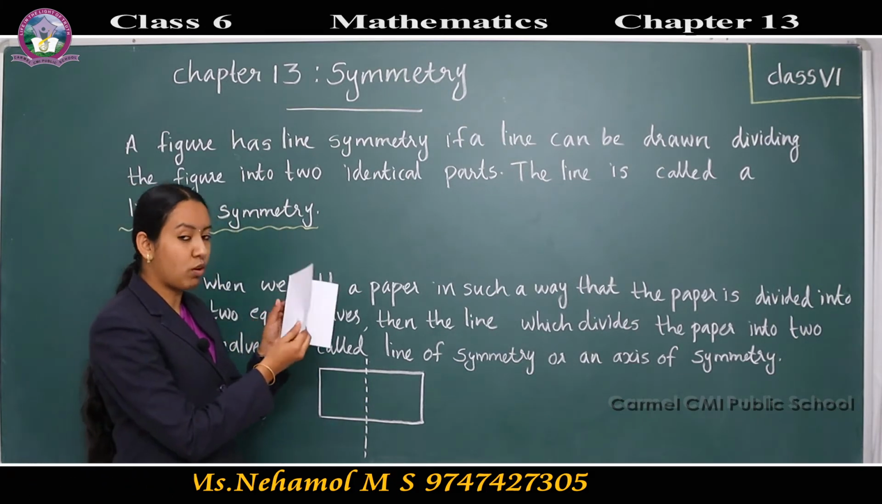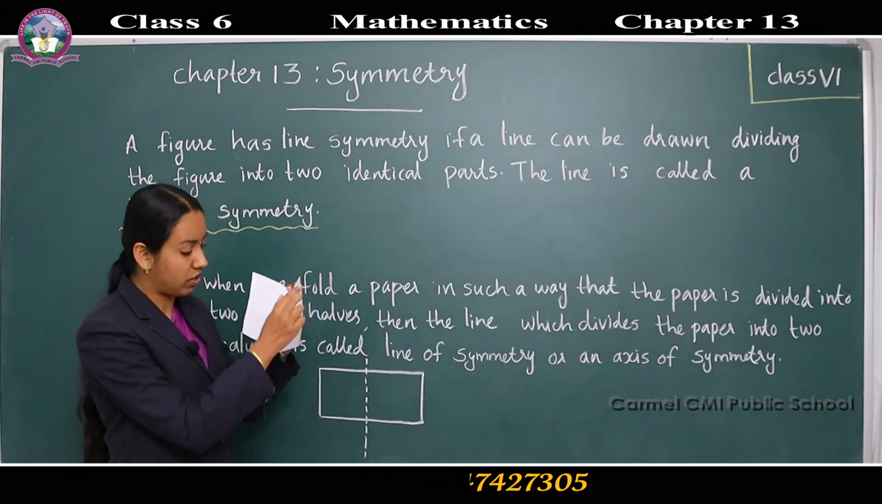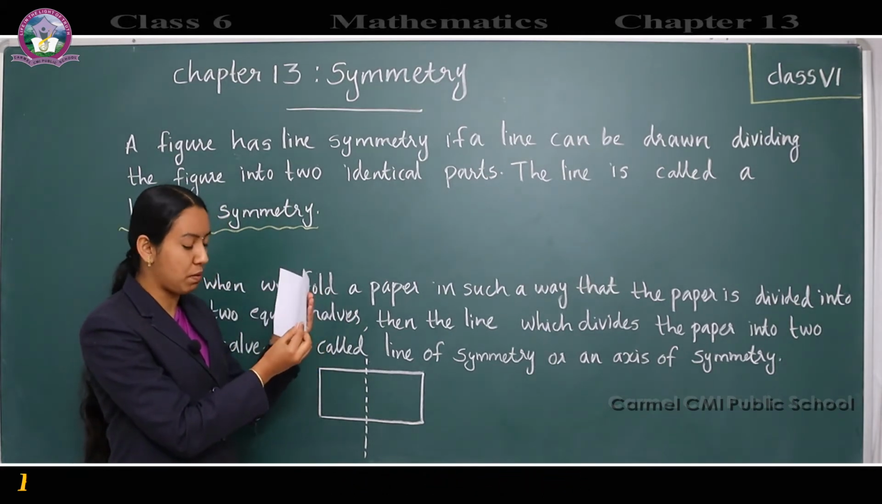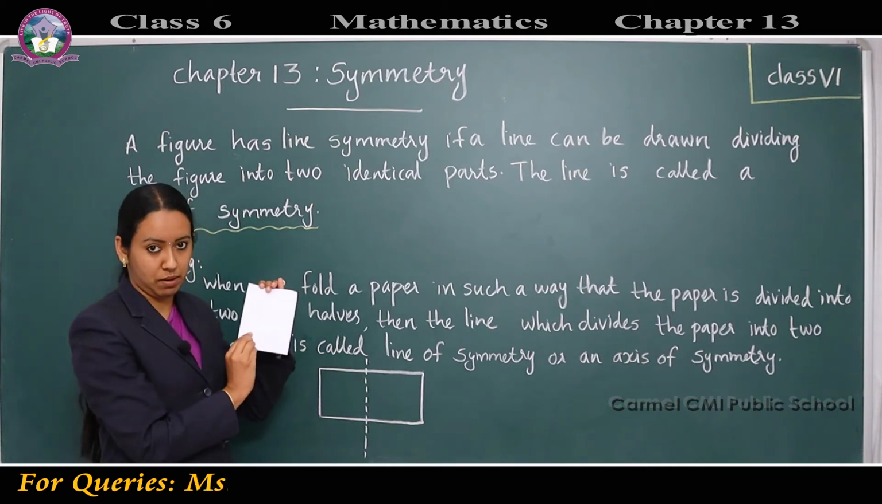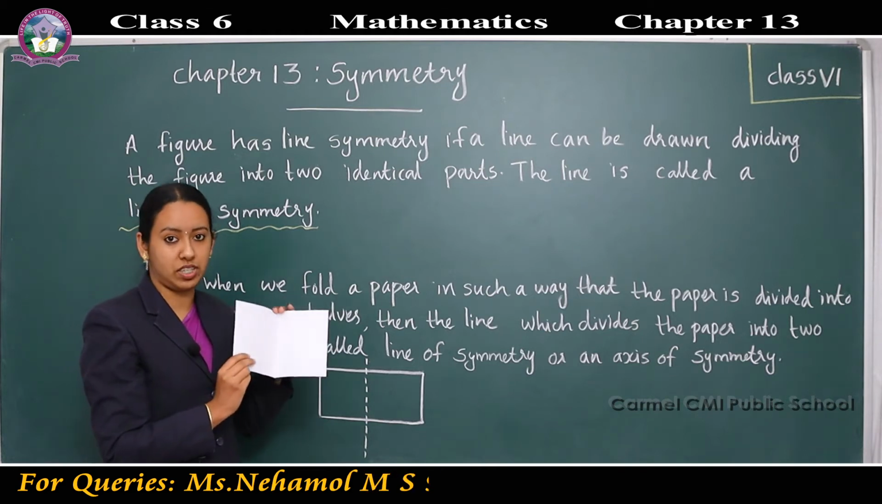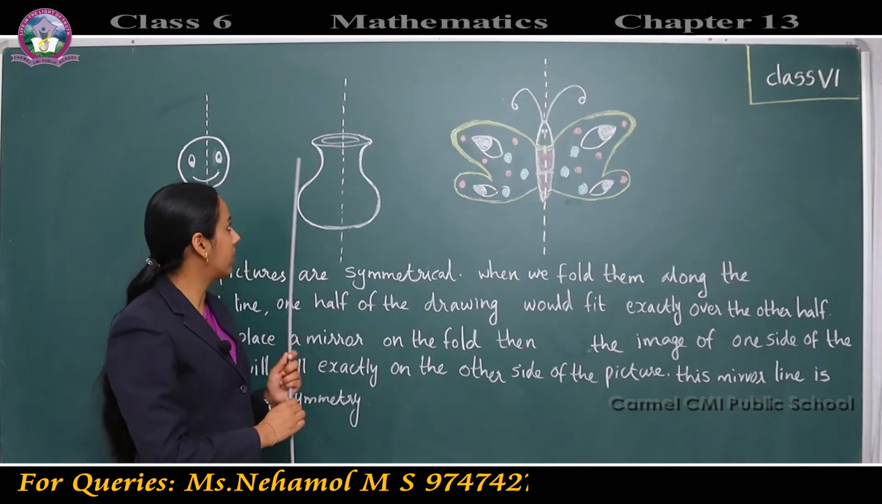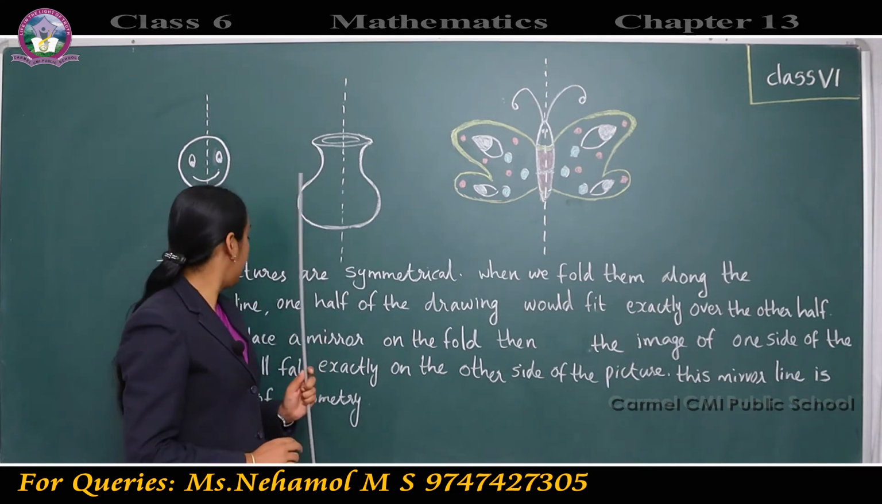Also, if we fold this paper like this, then one part of this paper would fit exactly over the other part. Then we say that this paper has symmetry. Now consider another example. These pictures are also symmetrical.